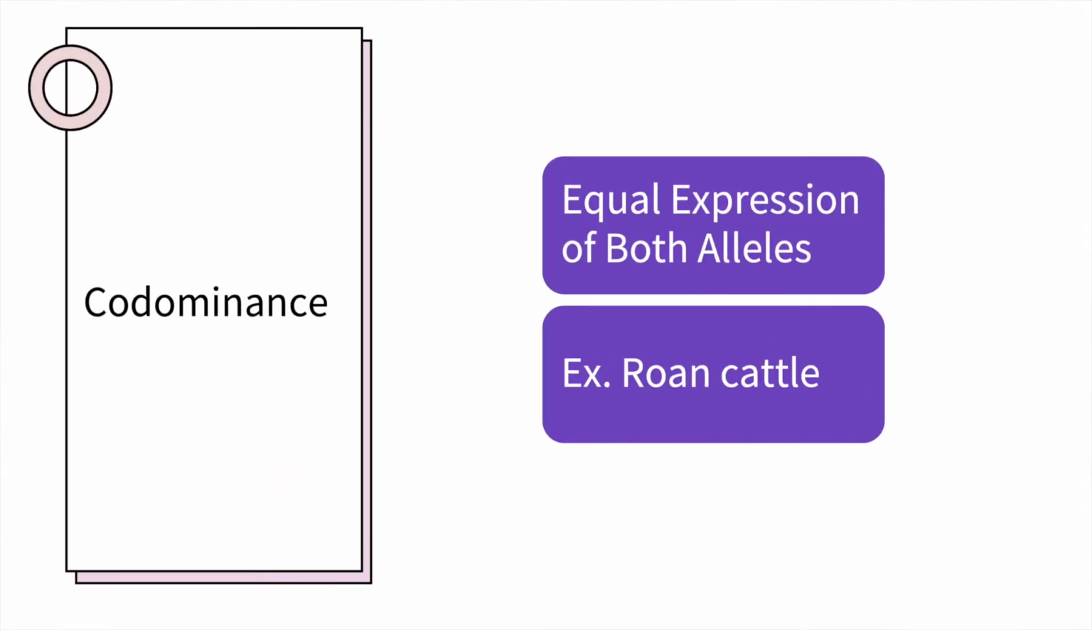In codominance, both alleles are expressed equally. For instance, the heterozygous genotype for roan cattle hair expresses an even amount of red and white fur.